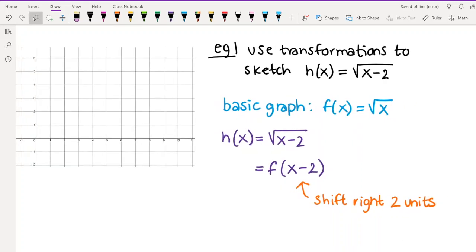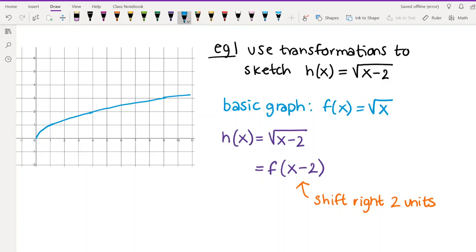So let's sketch our original graph, and then we'll do the transformation. The original graph looks like this. Remember, it's like half of a sideways parabola. If you just know a few points on it, like it goes through (0, 0), (1, 1), (4, 2), and (9, 3), just by knowing square roots of numbers, then you can sketch the graph.